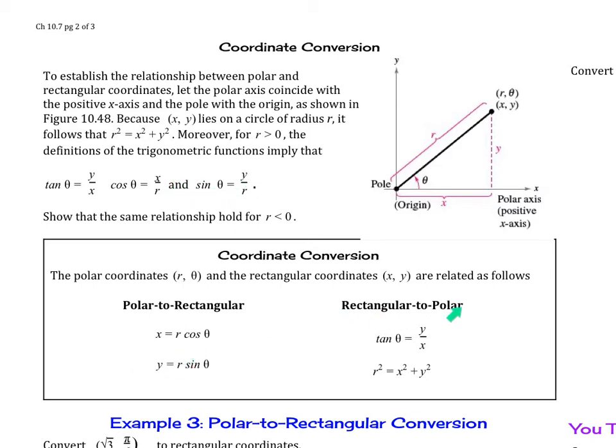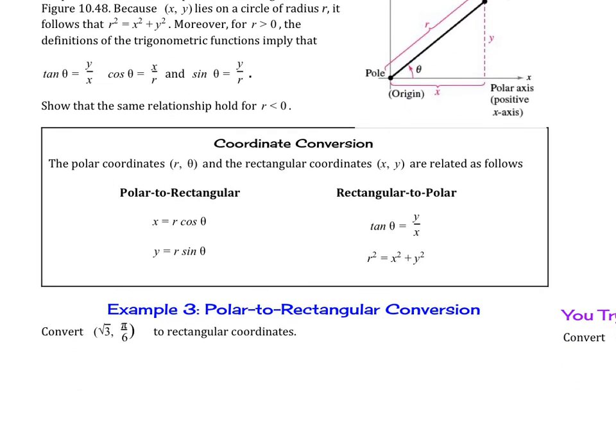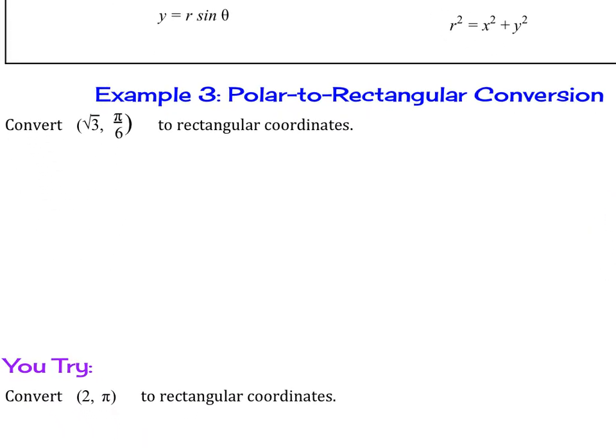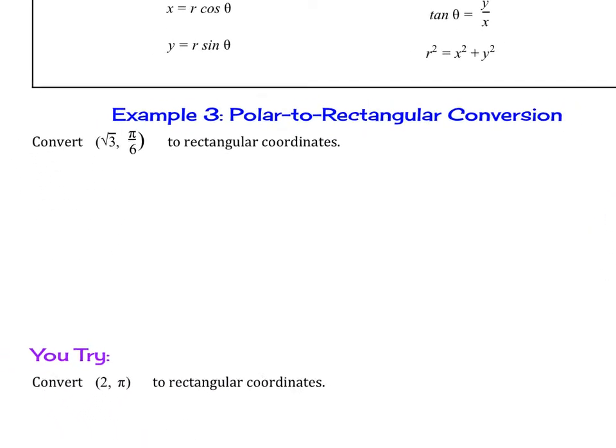Then from rectangular to polar, if we have a point (x, y), we can use tangent of theta equals y over x, and then we can use r squared equals x squared plus y squared in order to find r. Those are some important points to know when we're doing coordinate conversion as well as equation conversions. So let's first do polar to rectangular conversions.